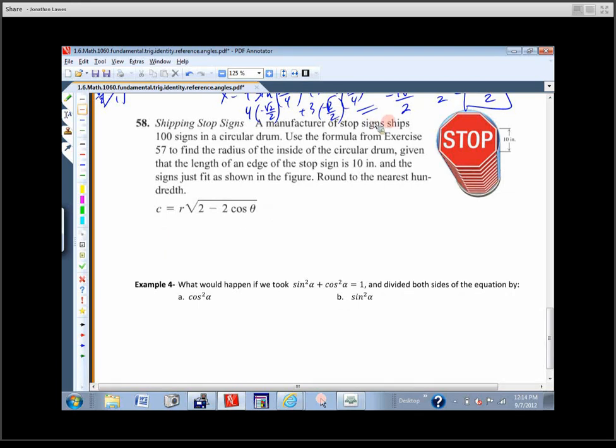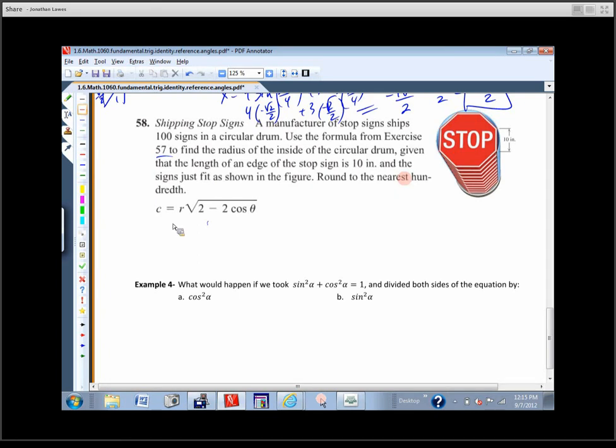Okay. It says a manufacturer of stop signs ships 100 signs in a circular drum. So here's the drum. They just stack the stop signs in there. It says use the formula from exercise 57. That's it right there. To find the radius of the inside of the circular drum, given that the length of an edge of the stop sign is 10 inches and the sign fits just as shown in the figure. Okay, round to the nearest hundredth.